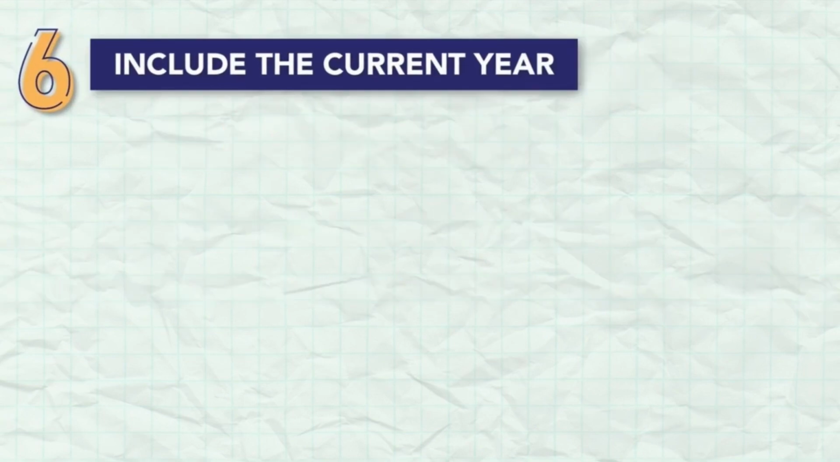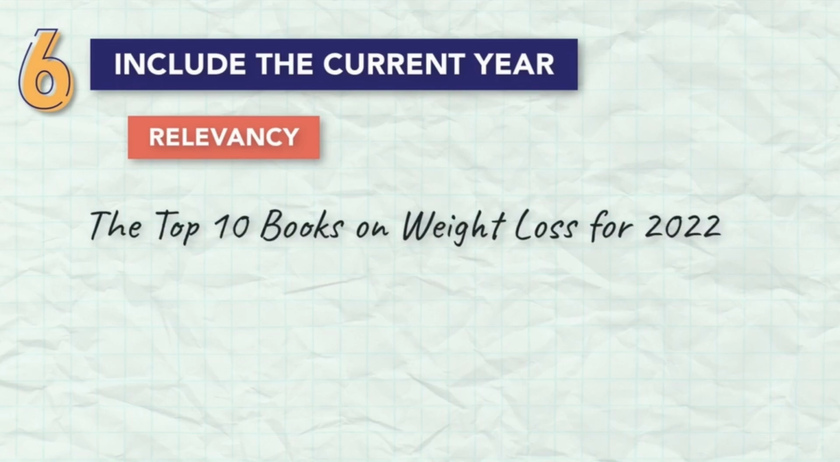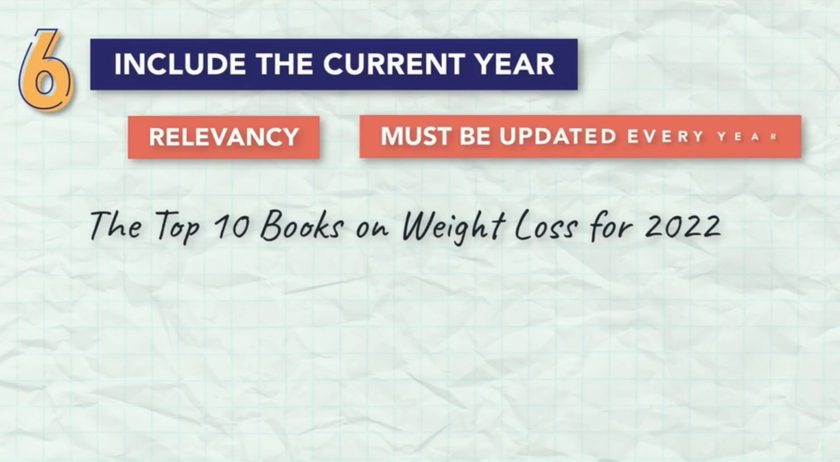Number 6, consider adding the year to show relevancy. I think that this is helpful in some niches, maybe more so than others. I definitely see it a lot more in the business and financial content, but even articles like the top 10 books on weight loss for 2022 can make your content appear super relevant. Just make sure to update these articles with a new year each year so they don't appear to be outdated.